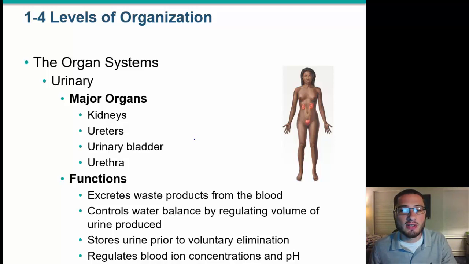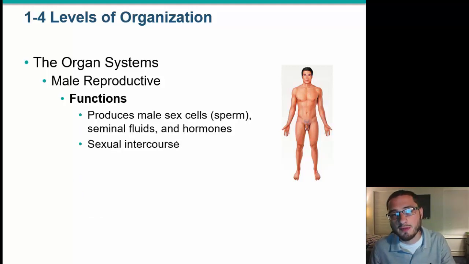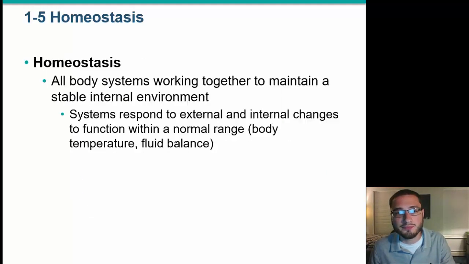Urinary system is going to excrete waste from your body, make sure that there's no buildup of nitrogenous waste. It's also going to help to regulate your pH in your body, made up of kidneys, ureters, urinary bladder, urethra. And then you have the male reproductive system and the female reproductive system.